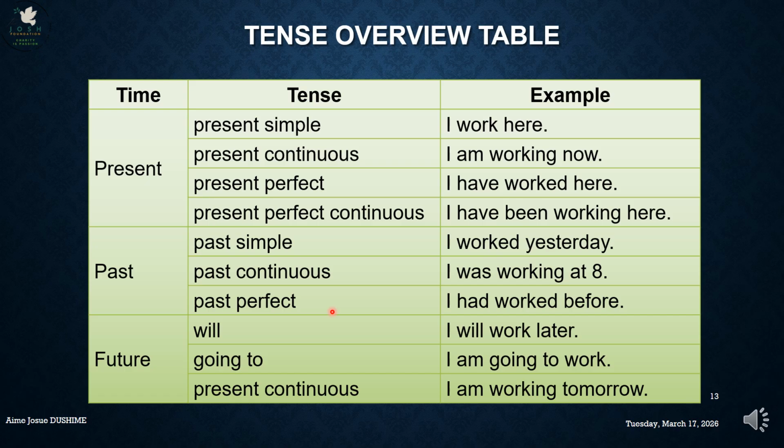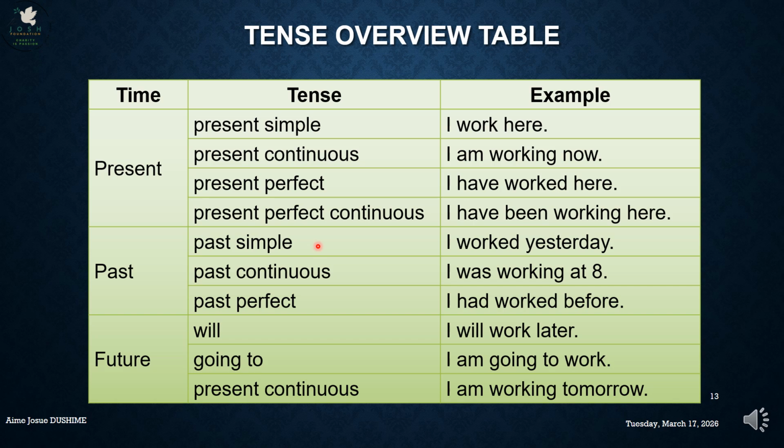Action completed before another past action. Example: I worked yesterday, I was working at 8, I had worked before. Let's see the structure. Here it is: subject plus V2. V2 is the past form of the verb. Regular verbs just take -ed as the V2: worked, visited, cooked, employed, like that.